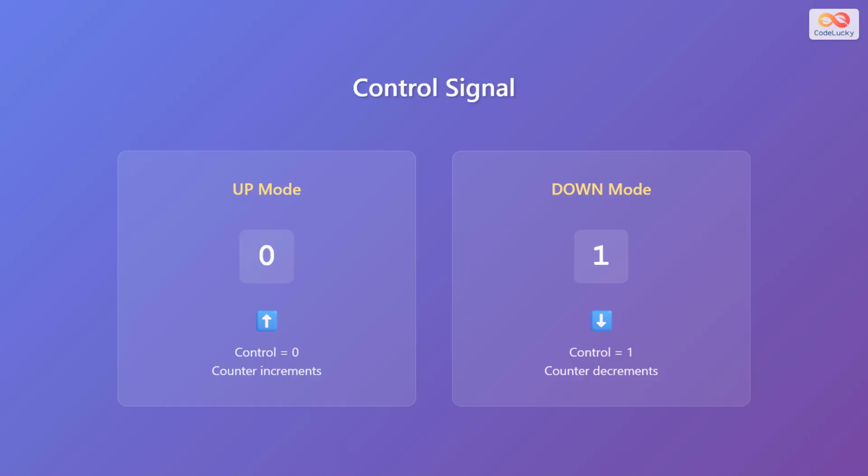Let's see how the control signal is implemented. In up mode, when the control signal is 0, the counter increments. In down mode, when the control signal is 1, the counter decrements.